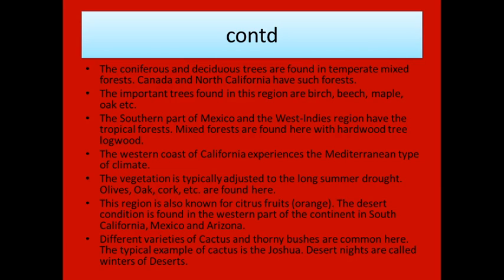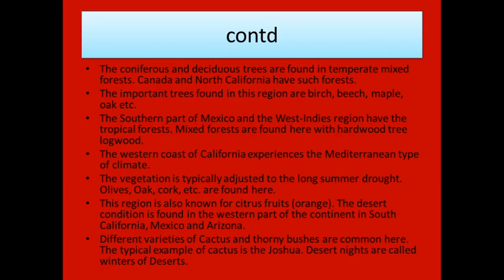The southern part of Mexico and the West Indies region has the tropical forests. Mixed forests are found here with hardwood tree logwood. The western coast of California experiences the Mediterranean type of climate. The vegetation is typically adjusted to the long summer drought. Olives, oak, cork, etc. are found here. This region is also known for citrus fruits, that is oranges.